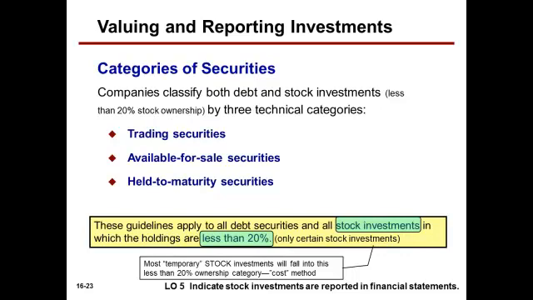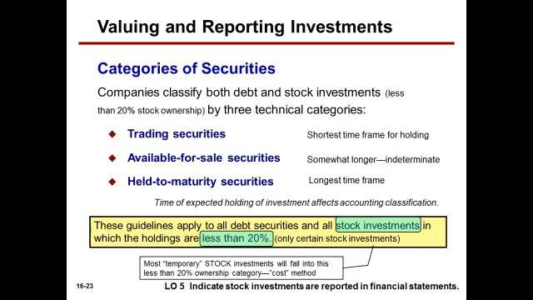So the three categories of securities, these technical terms, apply to both debt and stock investments, but only for stock investments that are less than 20% of the stock ownership of the investee: trading securities, available for sale securities, and held to maturity securities. The trading securities, as we've seen before, have the shortest time frame for holding; available for sale, somewhat longer, an indeterminate time frame; and held to maturity, the longest time frame.